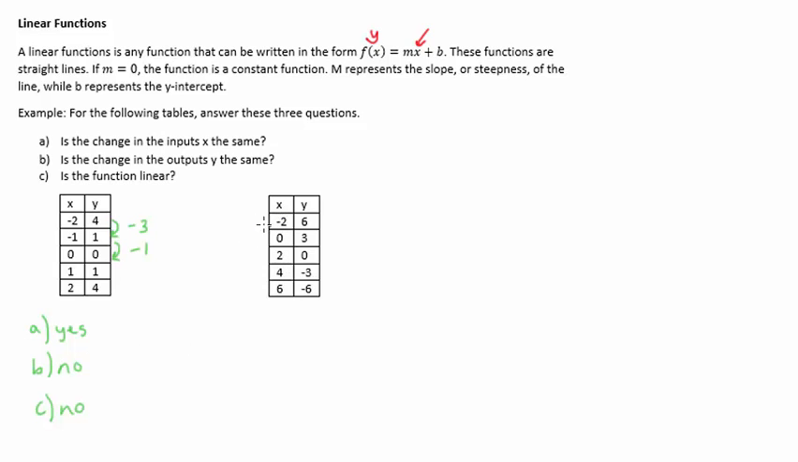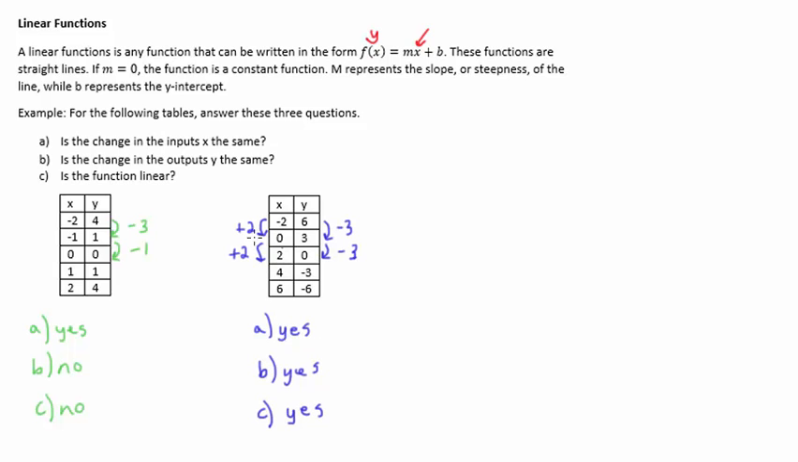For our second table now, if we look at our x's, I would add 2 to get from -2 to 0, and then I would add 2 again, and again, and again. So yes, our inputs change by the same amount each time. Here I would look at the y's, and it looks like each time we are subtracting 3, so we're subtracting our y values by the same amount each time, so that's a yes. And because both of those are yeses, we do have a linear function.